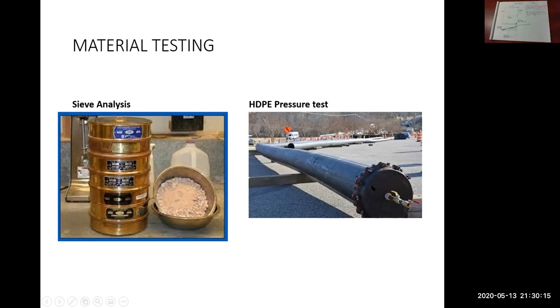So here's some pipe testing. So there's a temporary cap on the end. It's bolted on. Looks like this is the bleed off line.